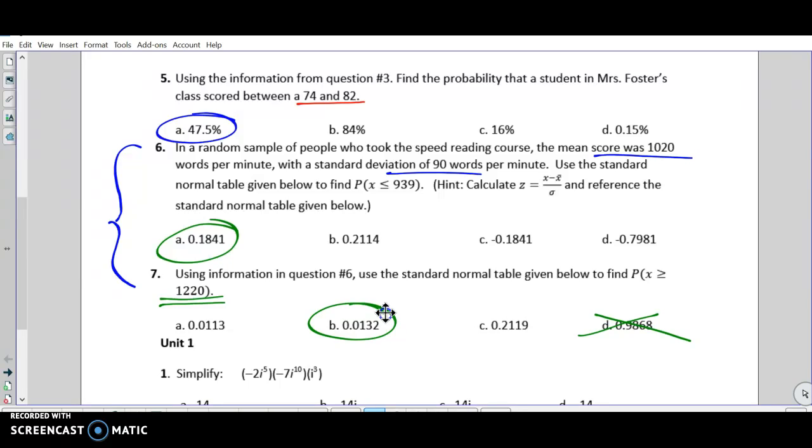So I will go back to your first test and your packet of Unit 7 to help you out with this, but these are all the questions that are going to be like that on the test.